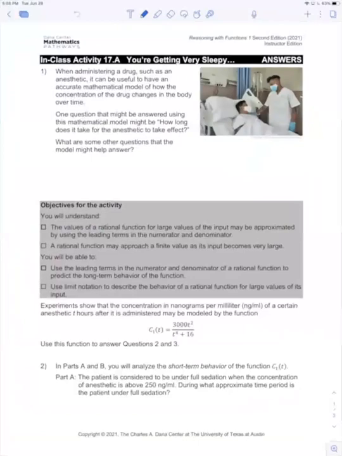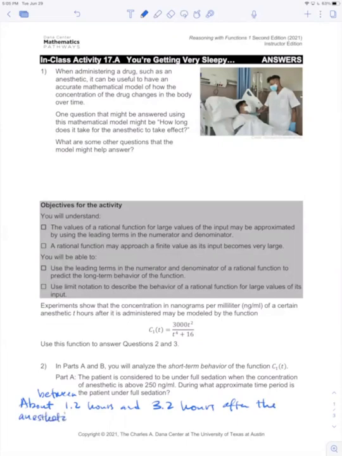So let's go back here, and I'll just write this. About 1.2 hours and 3.2 hours. About between 1.2 hours and 3.2 hours after the anesthetic is given.